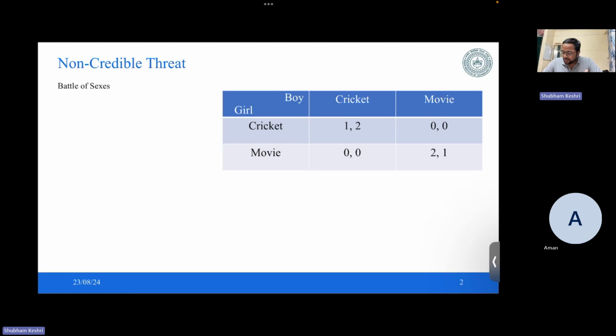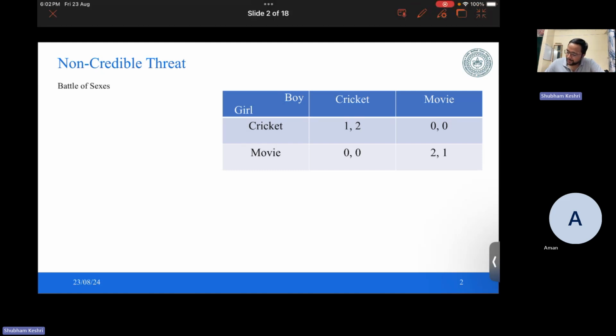All right. So the first problem which I have taken here is the discussion on what we were doing in the last class. So in the last class, we were talking about non-credible threats. Right. So for non-credible threats, we discussed what a non-credible threat is, and we had some confusion. Therefore, I have taken this game, Battle of Sexes, which you are familiar with, and these payoffs may be different from what was discussed in the class, but the idea behind this game is the same.